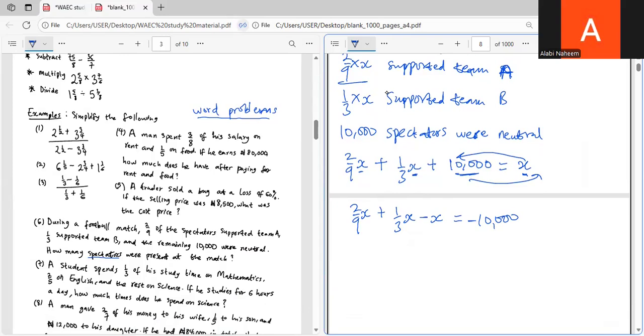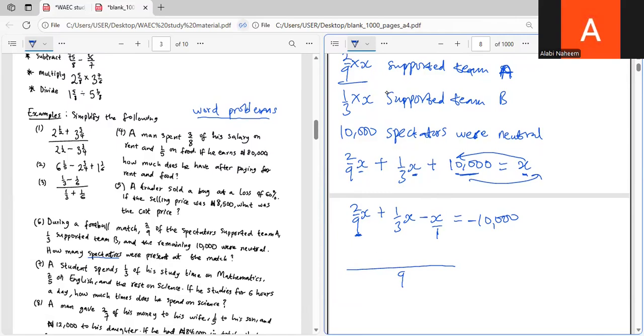So we can proceed. We have fractions here, right? This x is just like saying x over 1. Yes, we should know that. So let's find the LCM of 9, 3, and 1. Since 9 is a multiple of 3 and 1, we can say 9 is the LCM.